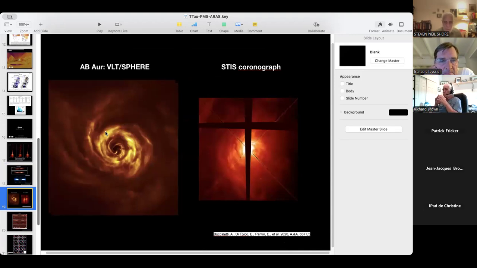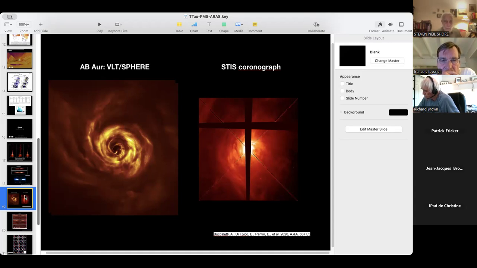One example of a disk around one of these Herbig stars is AB Auriga, which is the real thing. This is not the model that you were seeing from the Princeton group. This is of order a couple of hundred AU across. It's verified by a STIS coronagraph observation, and this is the material with gas and dust that's circulating around the central star. This is what's responsible for those emission lines.